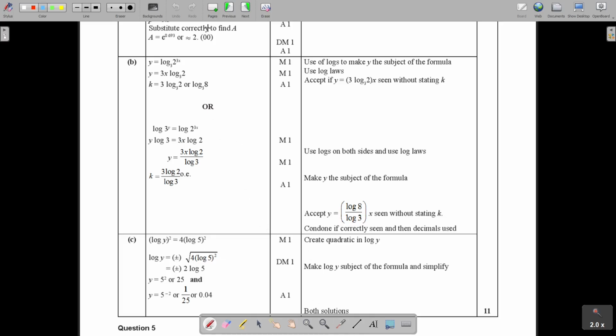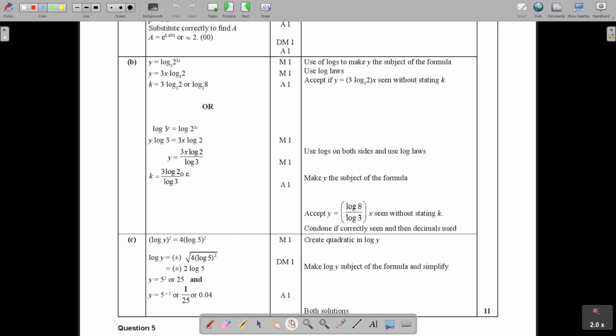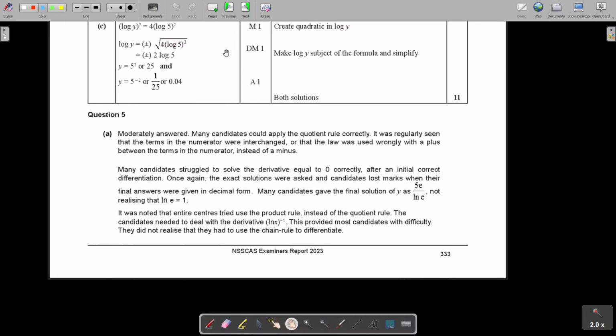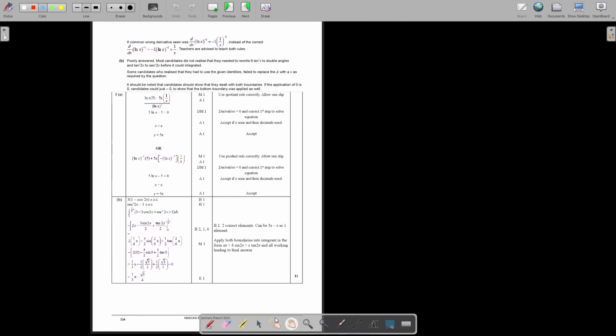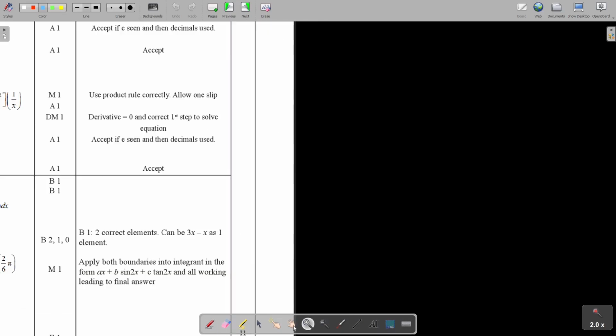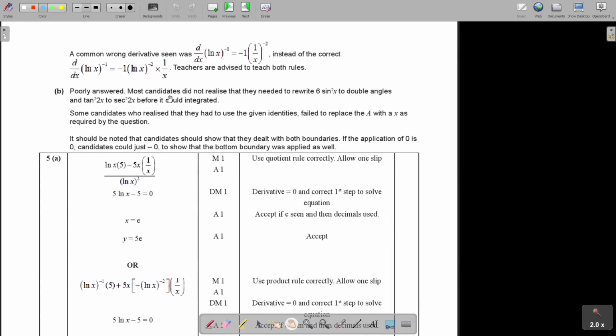So if I look here, I'm at question number 5. I just want to see if it starts on the previous page. Question 5. Yes. So let's just go to number B. I just want to make it bigger. Poorly answered. Most candidates did not realize that they need to rewrite this to double angles before it could be integrated. So this was very important. That's why I said make your own summary. You will not find it in the formula sheet.